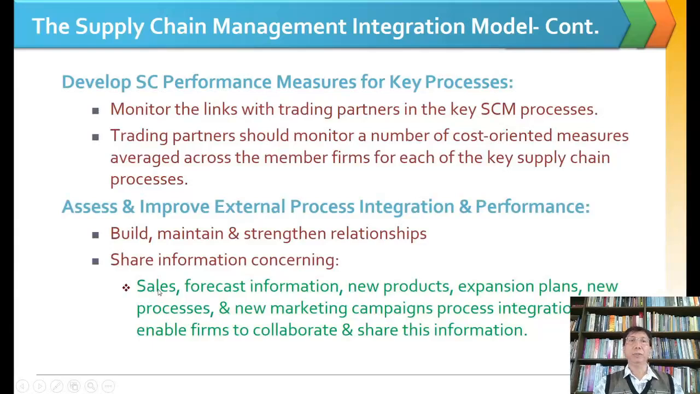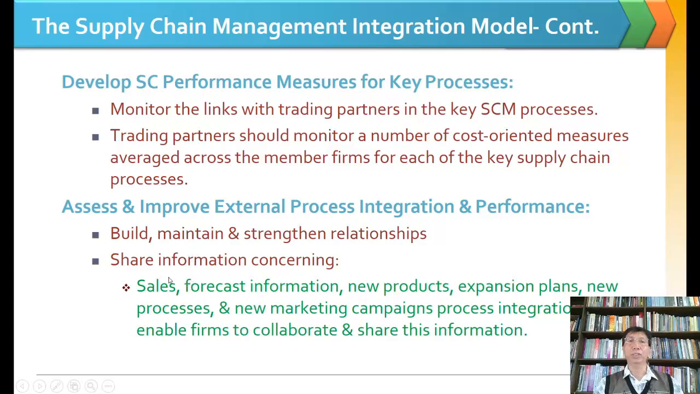First, we develop the supply chain performance measure for the key process. Monitor the link with the trading partner in the key supply chain processes. Trading partners must monitor a number of cost-oriented measures. We focus on the cost-oriented measures across the members of the key supply chain process, and after that we assess and improve external process integration performance, such as building, maintaining, and strengthening a relationship.